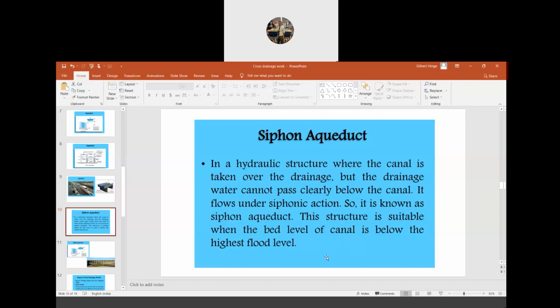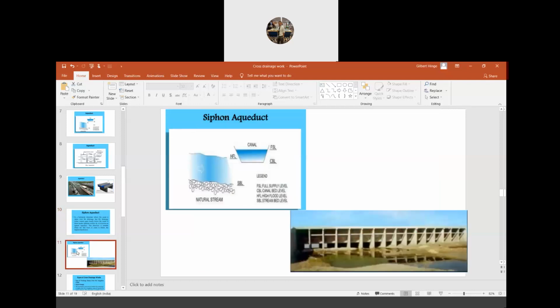In case of the siphon aqueduct, the bed level is below the highest flood level. Even though the canal is still on top of the river, the bed level of the canal here is well below the highest flood level. You see here, this is the highest flood level of a river and this is the bed level of the canal. So the bed level of the canal is below the highest flood level. That's why this is under pressure, under siphonic action. That's why it is called a siphon aqueduct.